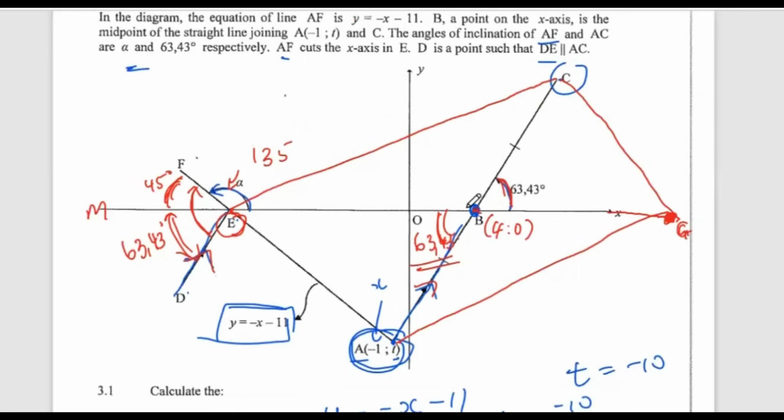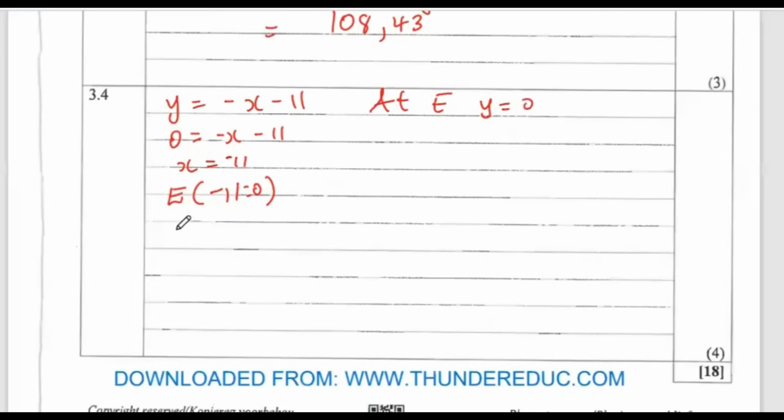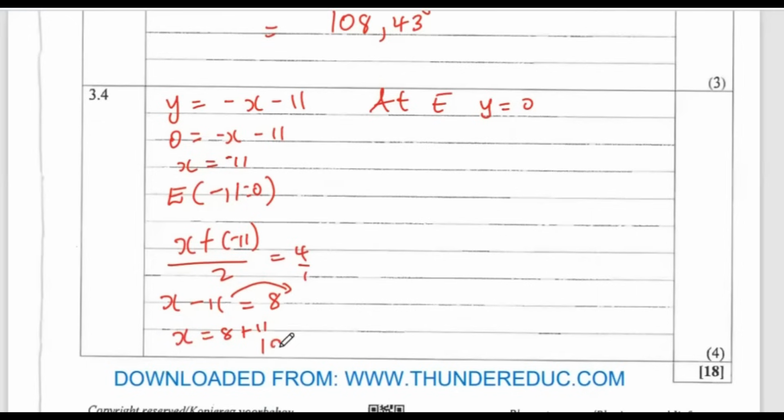Then from the midpoint, remember x1 and x2. I'm going to call this x1 and y1, then combine it with the coordinates of E, which are negative 11 and 0. Combine them, and must get the 4 and 0. So I'm going to have x plus negative 11 over 2, and it's giving me 4. I'll cross multiply that. So x minus 11 is 4 times 2, which is 8. I'll move the 11 that side. I have 8 plus 11, which is 19.